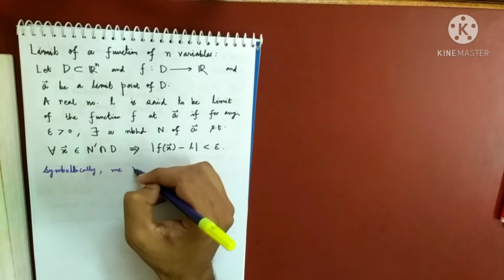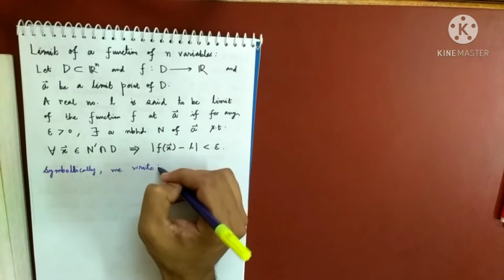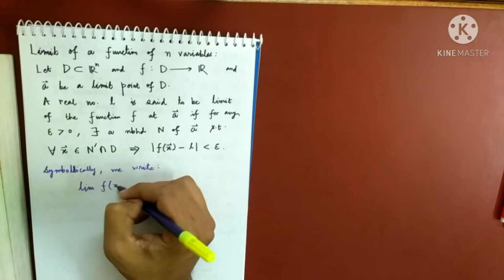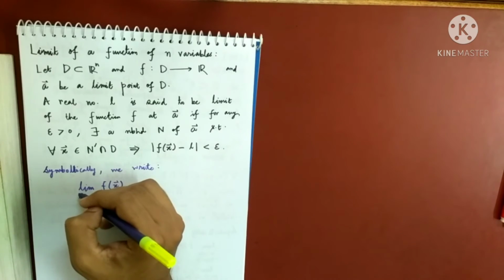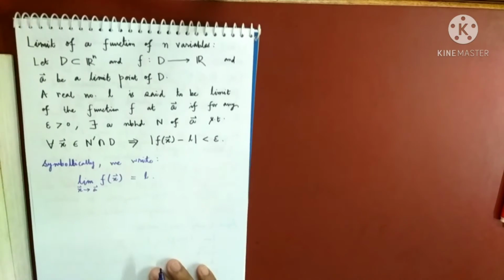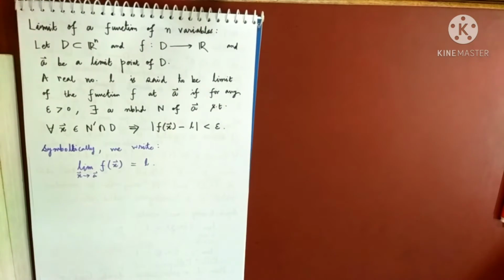Symbolically we write like this, limit of f(x), x tends to A, equals L. So this is how we write symbolically.